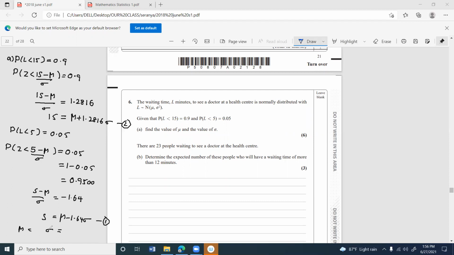So mu is 10.61, and sigma becomes 3.42. That is the way of starting this question.